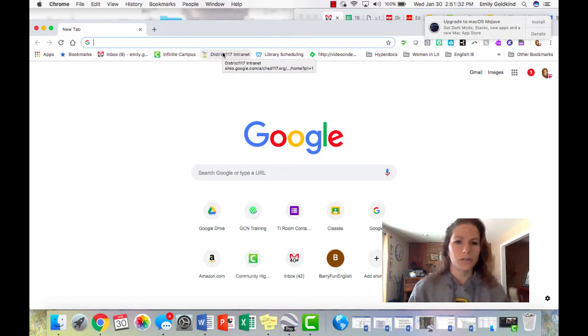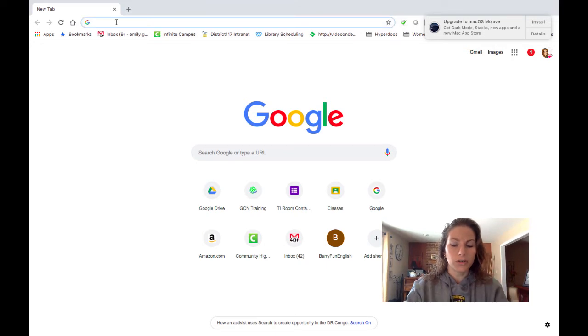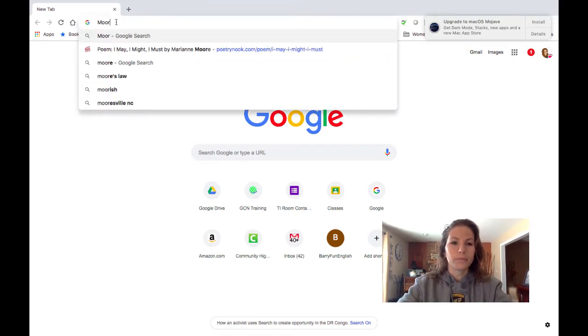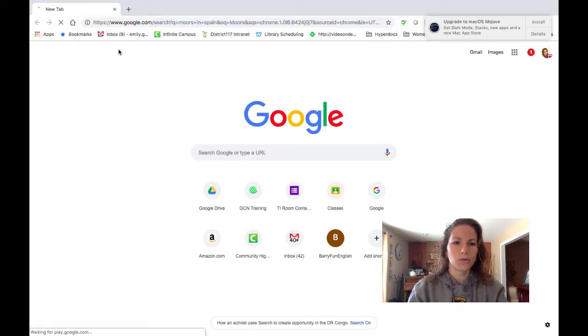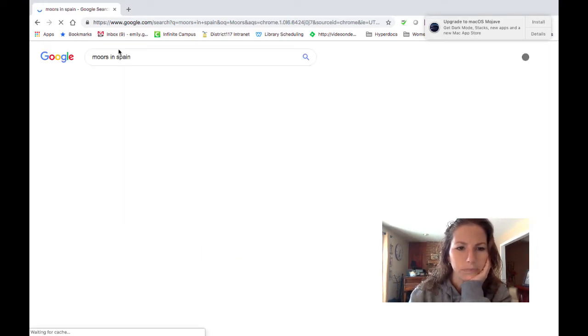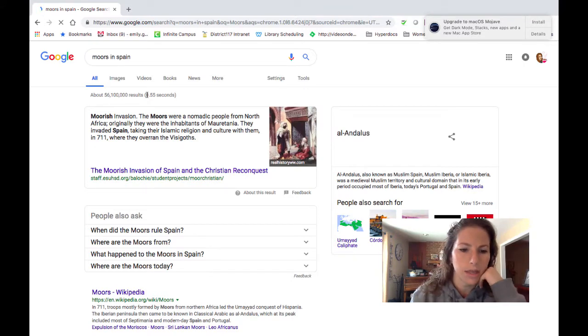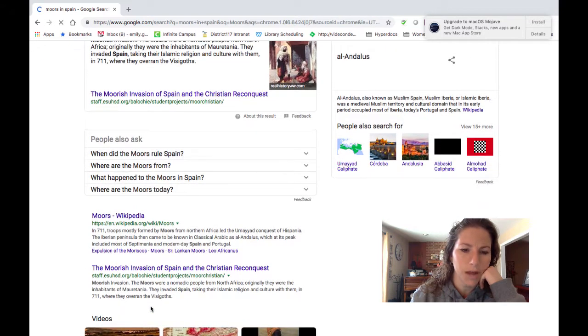So the first thing that you're going to do is start your research. So for example, nobody chose Moors. So we're going to look up the Moors. Now, in doing your research, please make sure the websites that you are looking at are credible. That means they're not conspiracy theorists. Anything that is Wikipedia, we're going to stay away from.